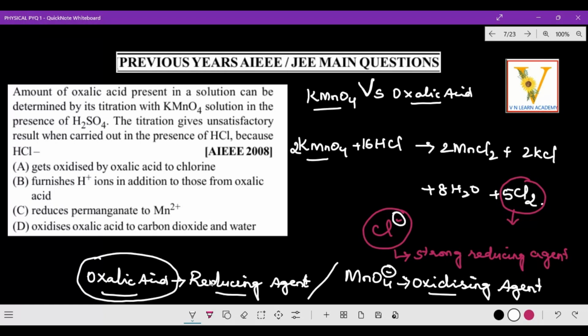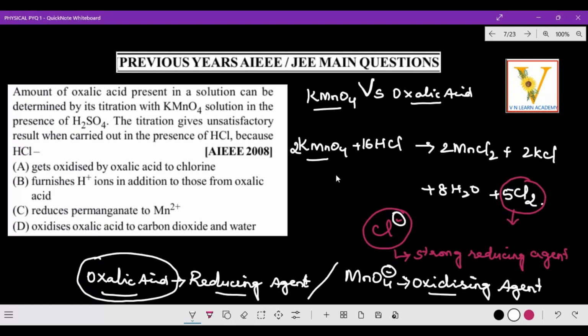So in that H2SO4, if you are using one oxidizing agent and one reducing agent, that's all, you will get the proper, beautiful result. You will get the end point and the oxalic acid strength. I hope you got the clarity on why we are using H2SO4. Why can't we use HCl? If we are using HCl, what defect will you find? I hope you got the clarity.